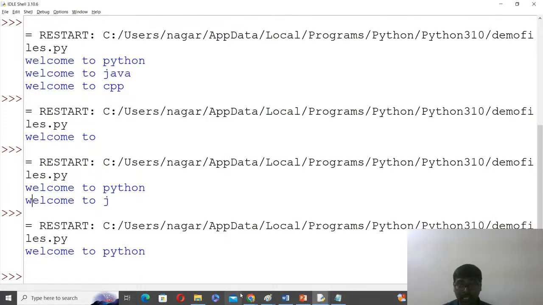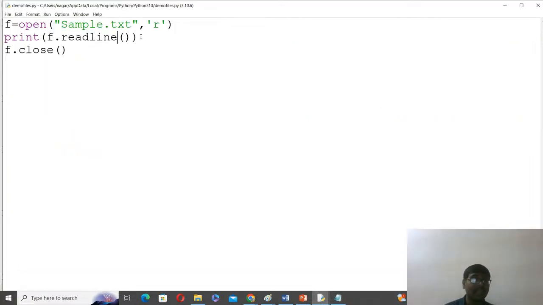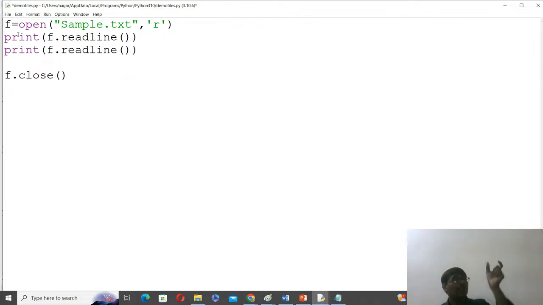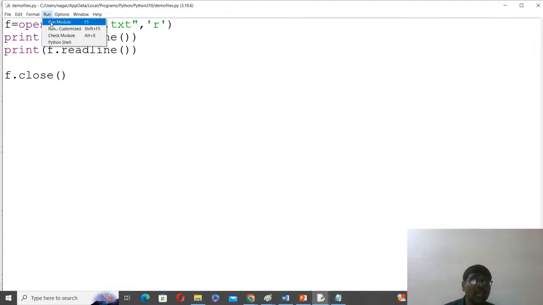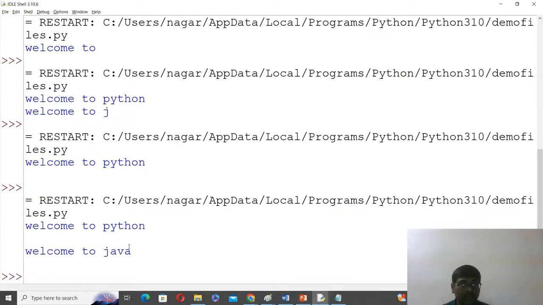Suppose, for example, I write like this. Now what happened? Line 1 is read, followed by line 2. Initially, at the starting, the cursor is at the beginning position. After reading the first line, the cursor moves to the starting of the second line. After completion of the second line, the cursor moves to the starting of the third line. Like that. Run this one. Two lines are read. Clear? Line by line gap.